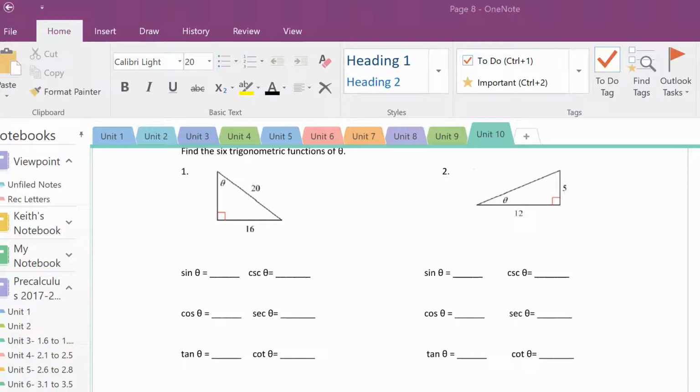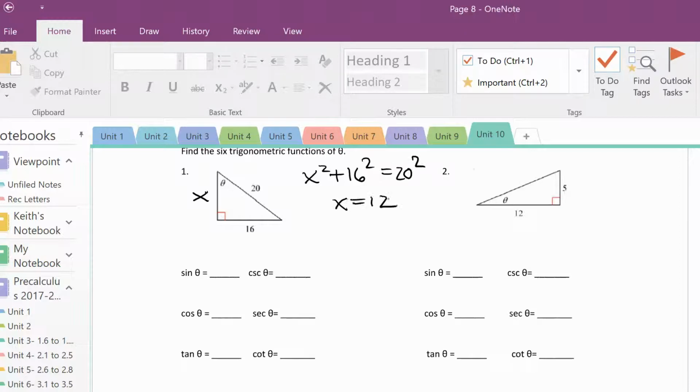So in a problem like this, where you're given a right triangle and you want to find the 6 trigonometric functions of theta, the first thing you need to do is find this missing side here, and you can do the Pythagorean theorem. And when you do the Pythagorean theorem, you should get that it's 12. So this missing side is 12.